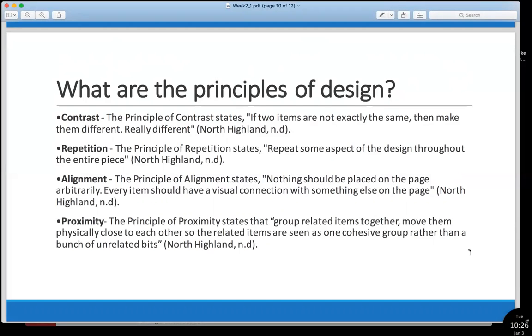And then proximity. The principle of proximity states that you group related items together, move them physically close to each other so that the related items are seen as one cohesive group rather than a bunch of unrelated bits. Okay, so again, we need to always be keeping these in mind.